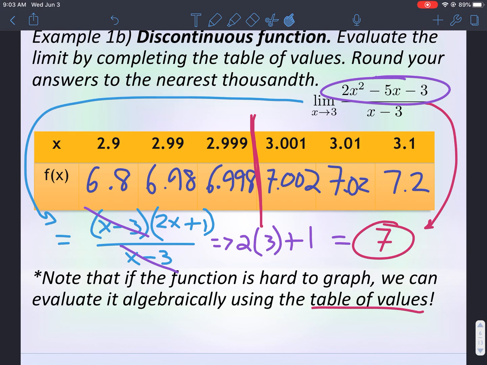So even though we cannot plug in 3, because we would be dividing by 0 and it would not exist, the limit does exist. So that's very important. A function does not have to exist at the point, and the limit can exist.